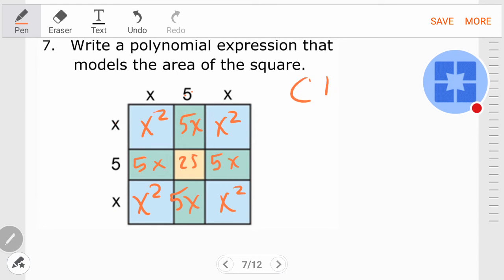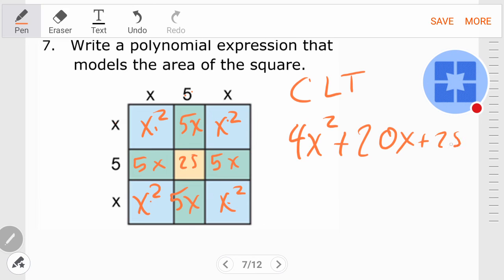Now we combine like terms. So 1, 2, 3, 4, 4x squareds. Plus, let's count the 5s: 5, 10, 15, 20. Plus 20x, and then plus 25. And there's the first page.